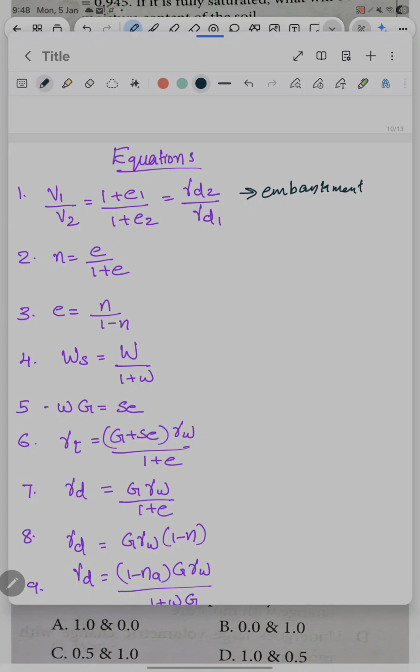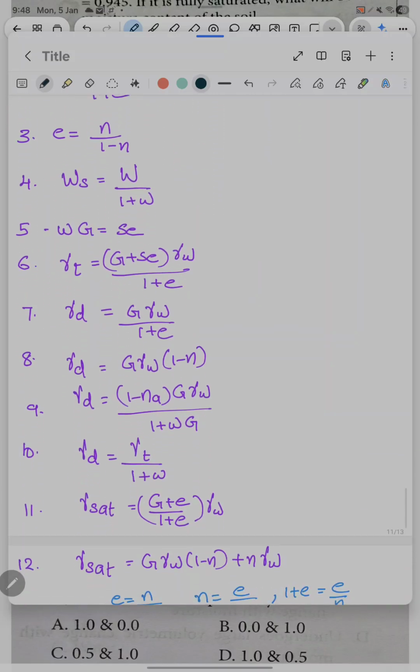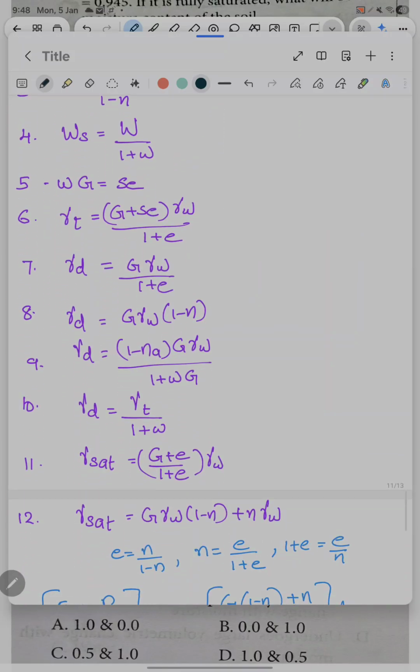Next is weight of solids. Weight of solids is total weight divided by (1 plus w), where small w is water content. This is the relationship between weight of solids, total weight and water content. That is, weight of solids is equal to total weight divided by (1 plus water content). Next is wG is equal to Se. Then next is bulk unit weight. The equation is (G plus Se) by (1 plus e) into gamma W.